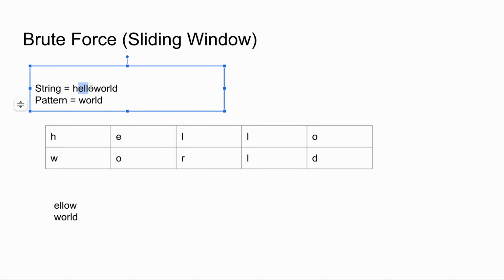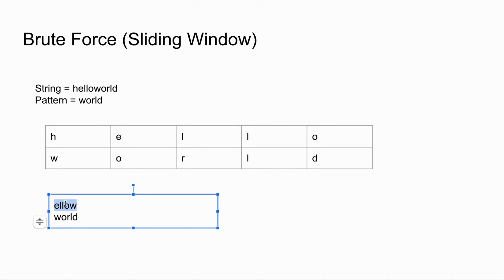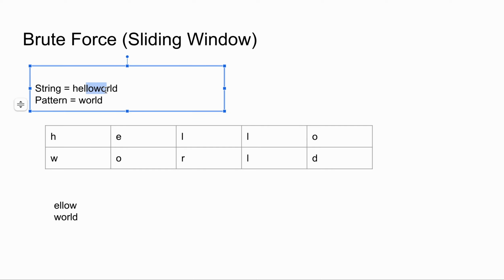Then we will go to the next 5 letters. Are they the same? No, because the first character is not matching. So they are not the same. Then again we go to LLOW. Are they the same? No, L won't match with W, right? So finally when we go to world, all the characters match and we have the string. So we'll be returning yes and the index of W.